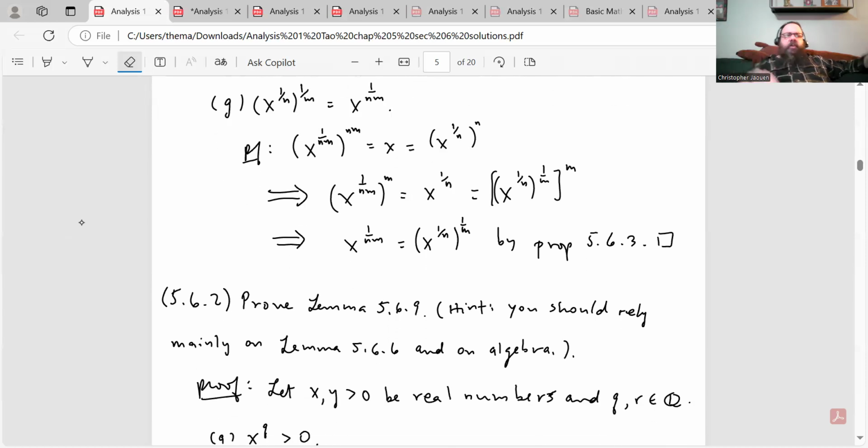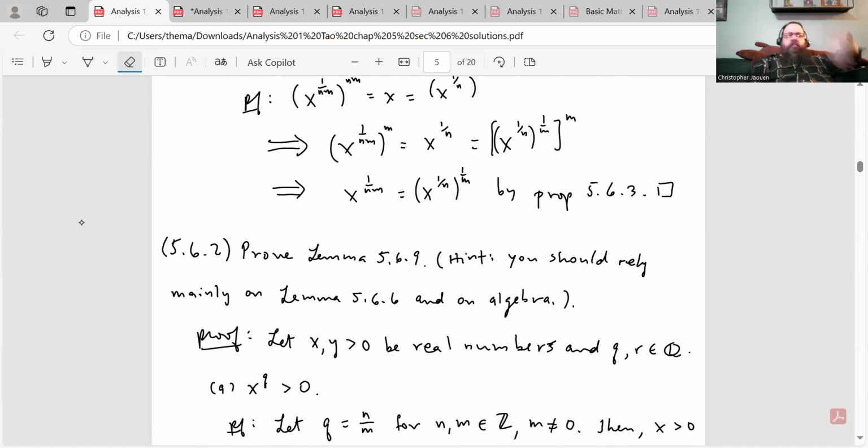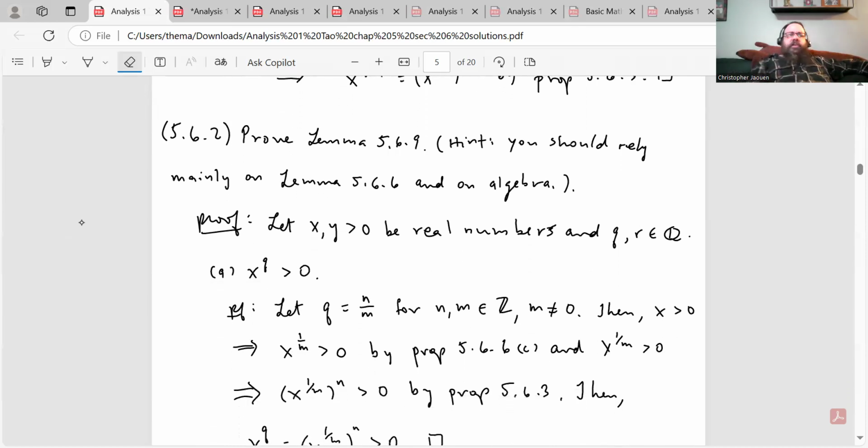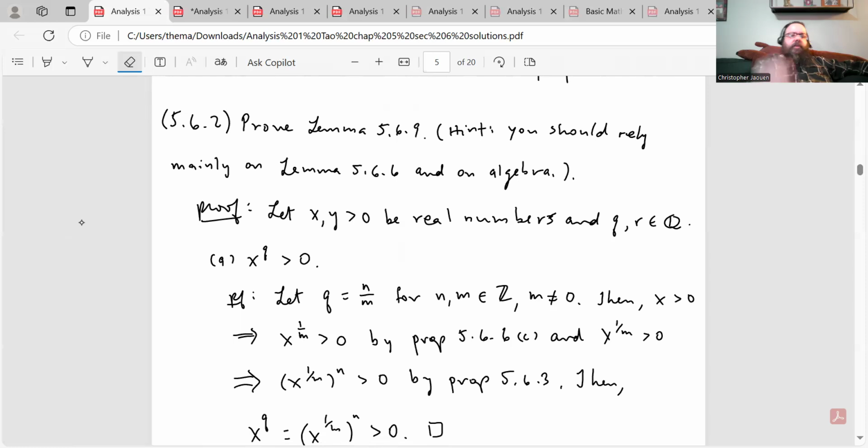Question one is really the hard one of the bunch. The rest of them will go quick. 5.6.2 has a bunch of parts to it though, but each of the parts is relatively simple. So 5.6.2 says this: prove lemma 5.6.9. And then he gives a hint. He says you should rely mainly on lemma 5.6.6, that's the one that we just proved, and on algebra. And there's a bunch of parts to it.